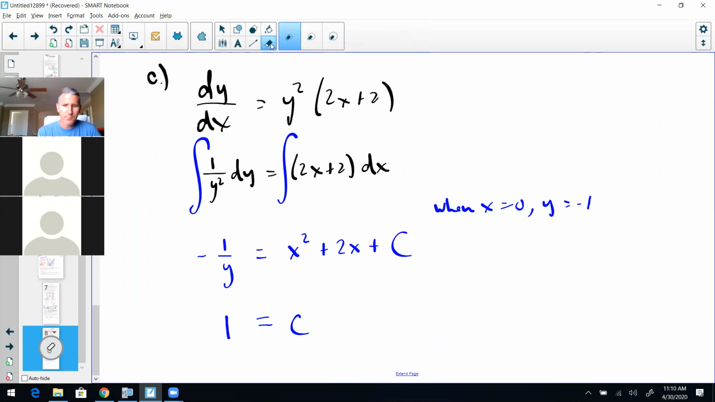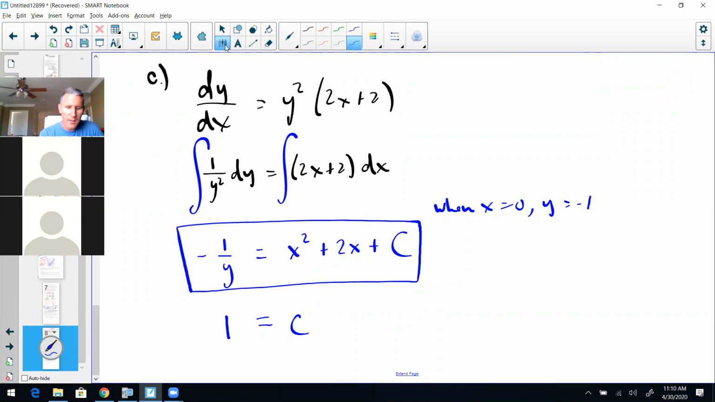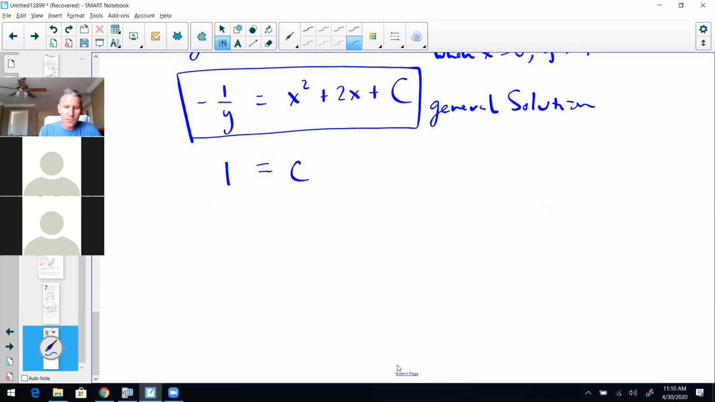So guess what? Before I plug that in, this is what we call our general solution to the differential equation. But now that we used the initial condition, we find the particular solution. Now, -1 over y equals x squared plus 2x plus c, but c is equal to 1.